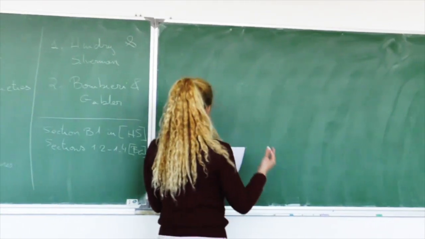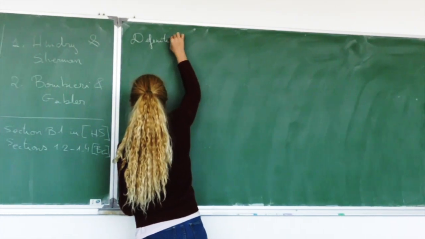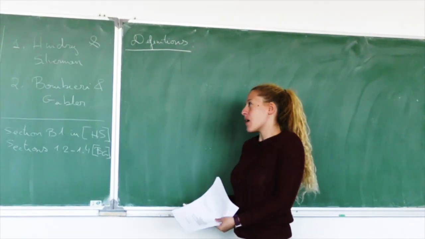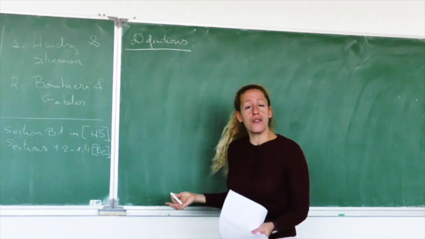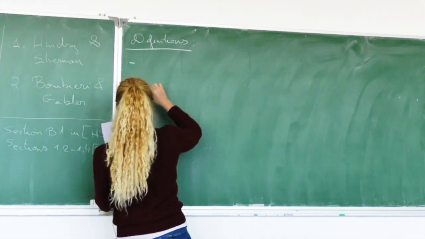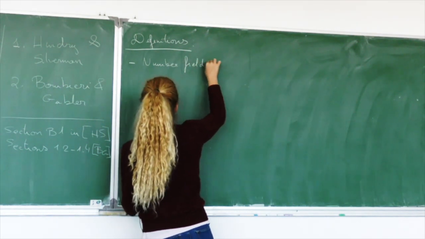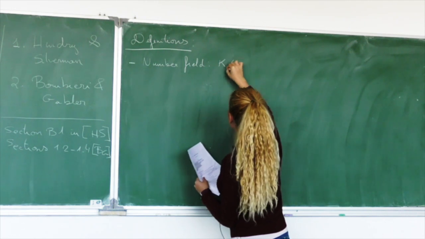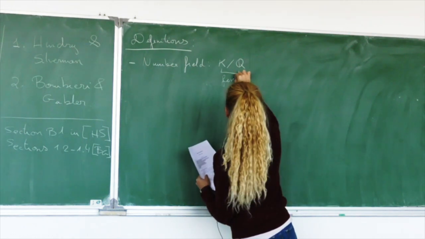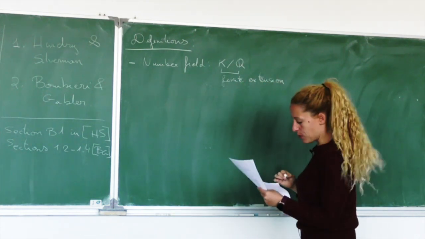So let's start, for instance: what is a number field? Definitions. I'm just going to give a list of definitions that I think mostly all of you know, but again, just to be clear. The first thing that we are going to work with are number fields. So what is a number field? A number field, K, is just a finite extension of the rationals. Finite extension, right? This is a number field.